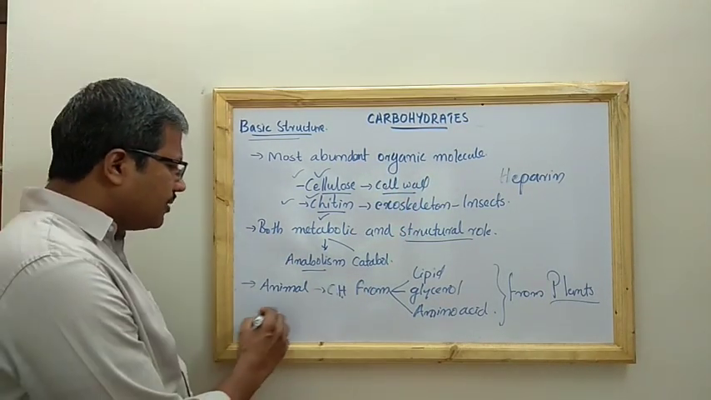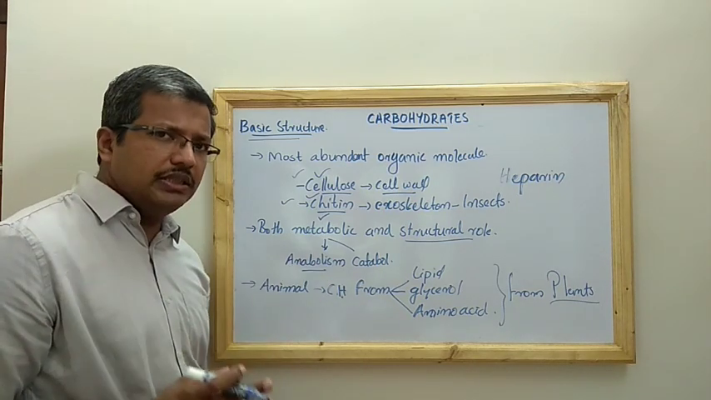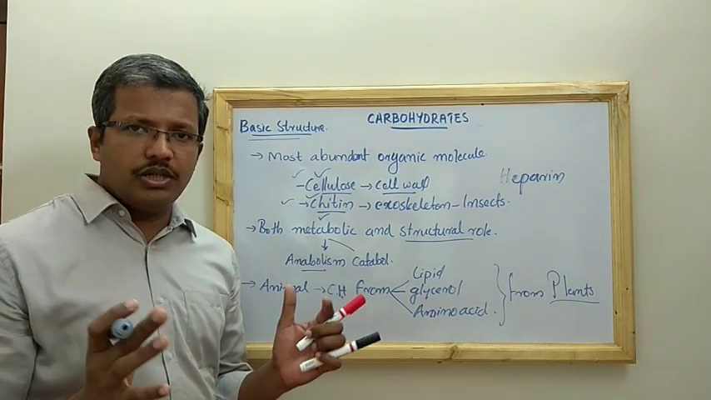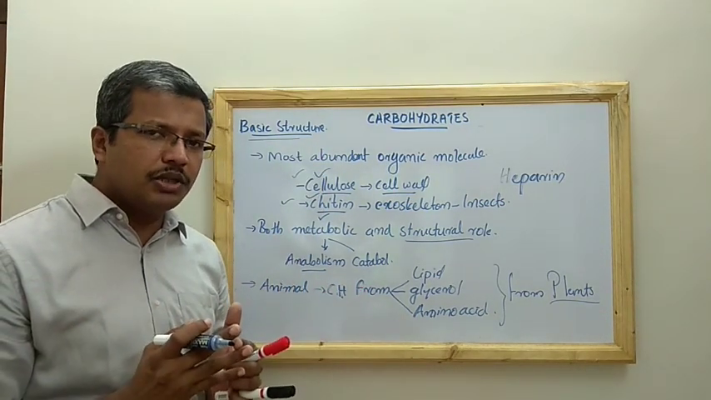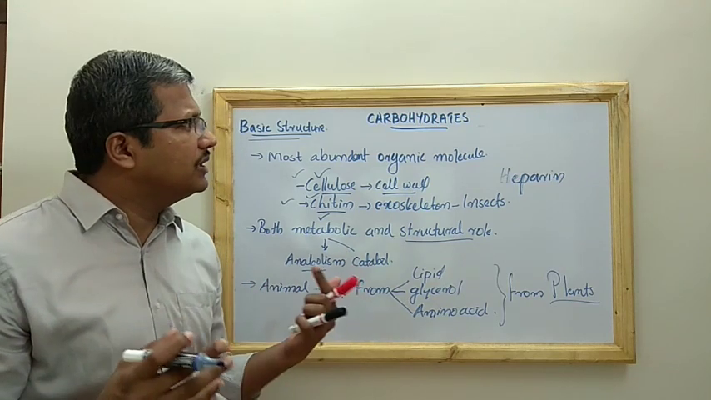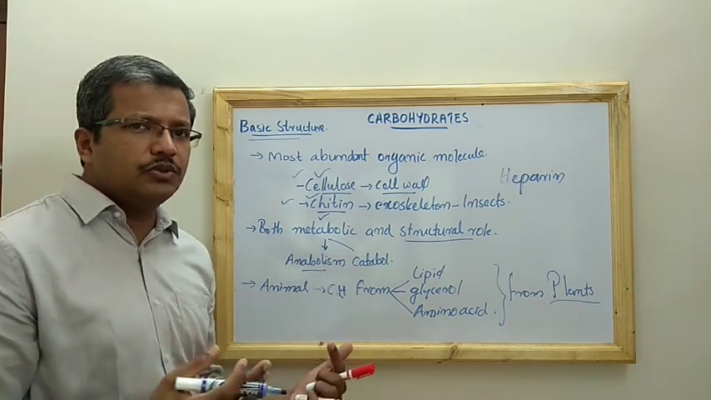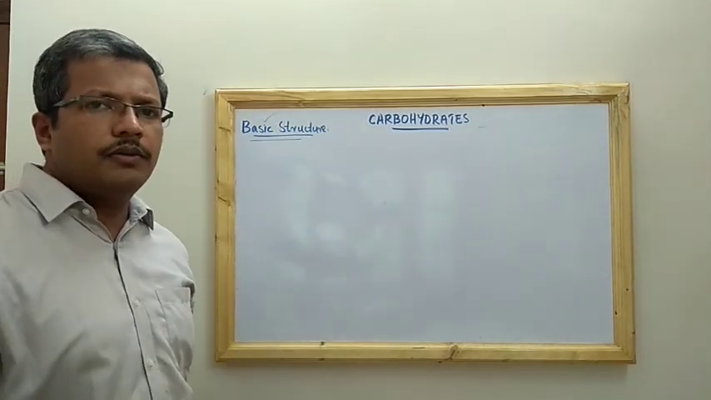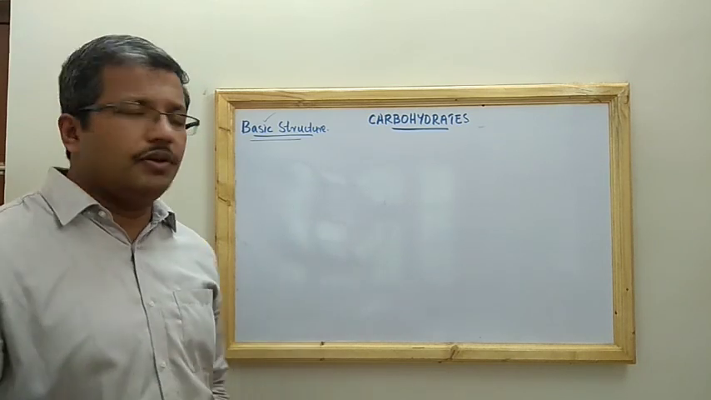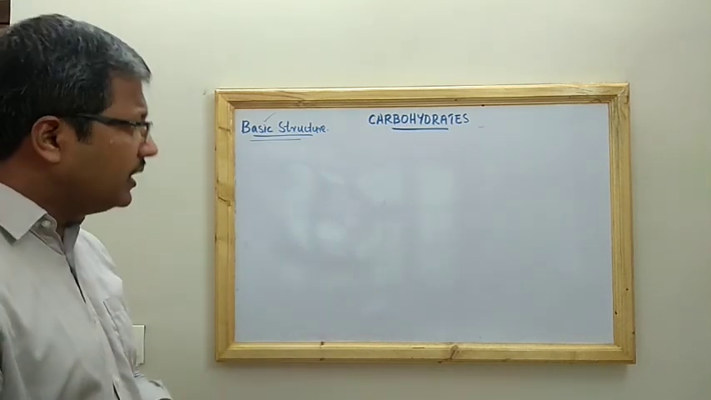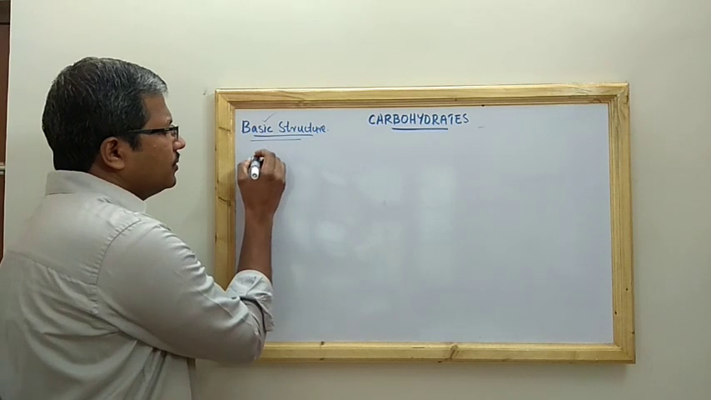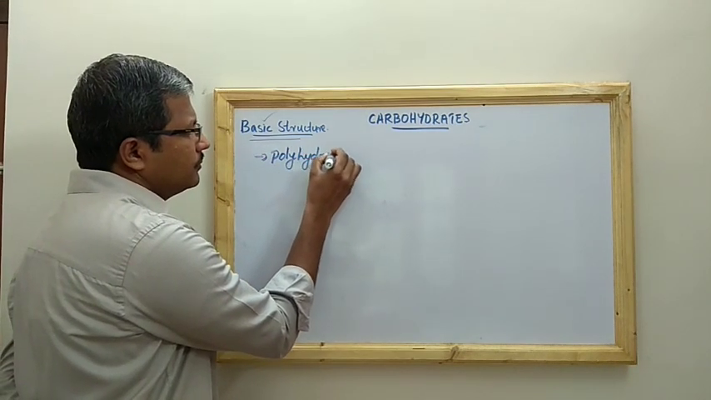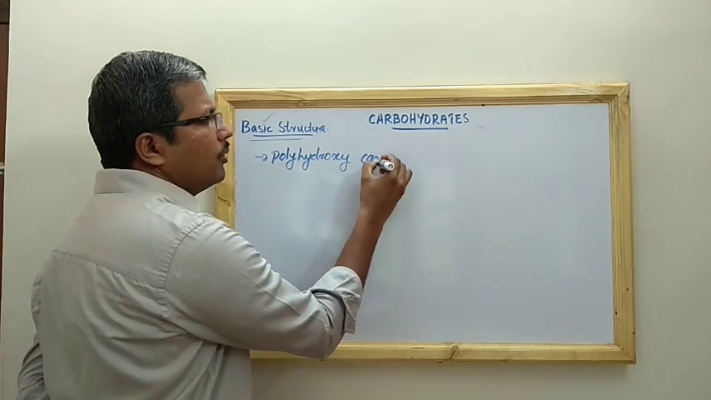So that's the basic introduction regarding carbohydrates. Now we can move to the basic structure. What are carbohydrates? What are the chemical components of carbohydrates? How are they chemically different from each other? All those things we will discuss now. Let us see the basic structure of carbohydrates. Carbohydrates are polyhydroxy carbonyl compounds.